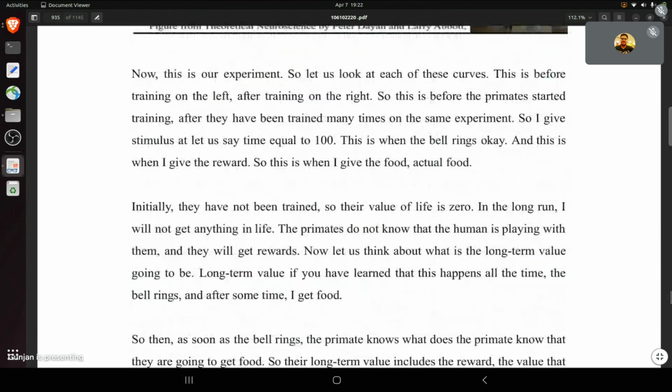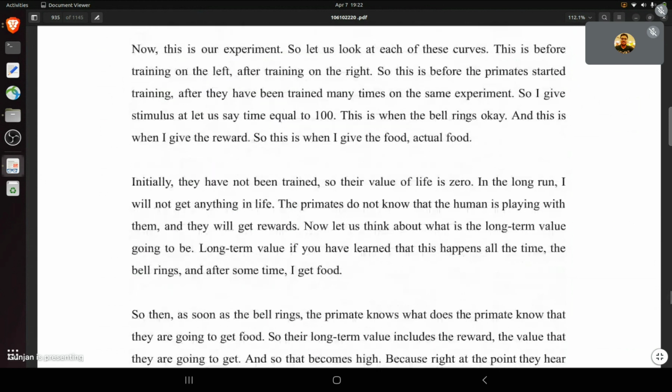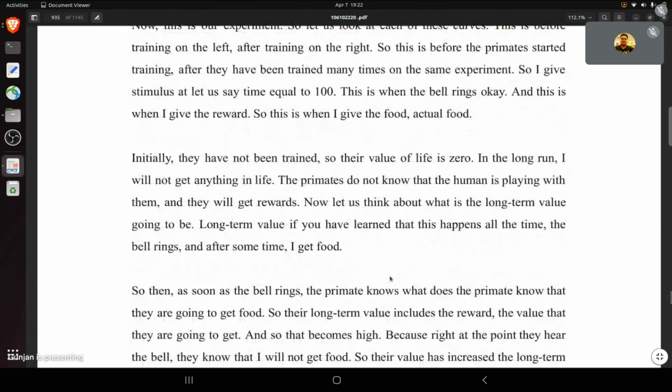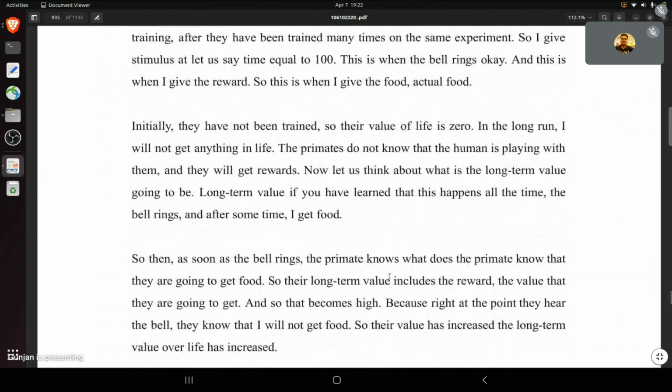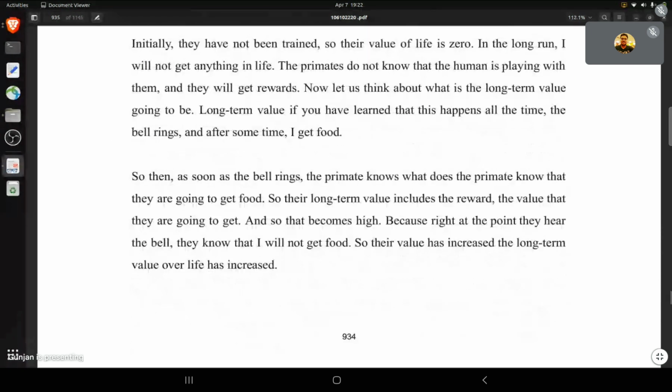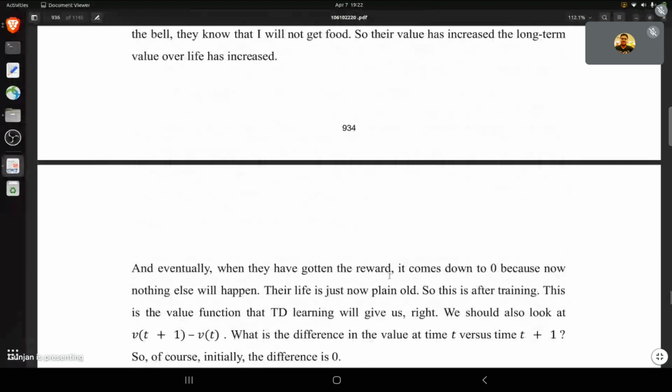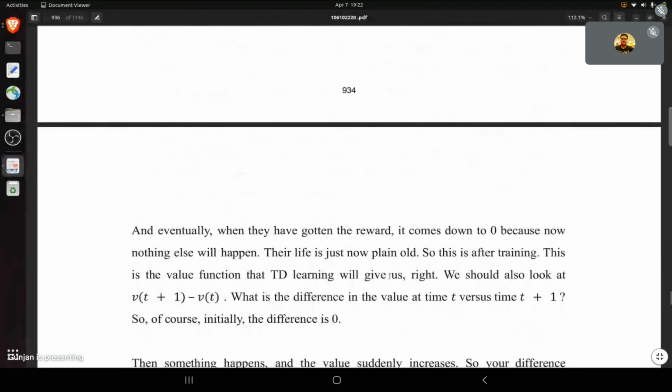Second time when the bell rings, now the animal comes to know that yes, something is going to come. So the happiness level increases. But then the expectation level at that time increases. But when the food actually came, at that time there is no excitement, since it was already expected.